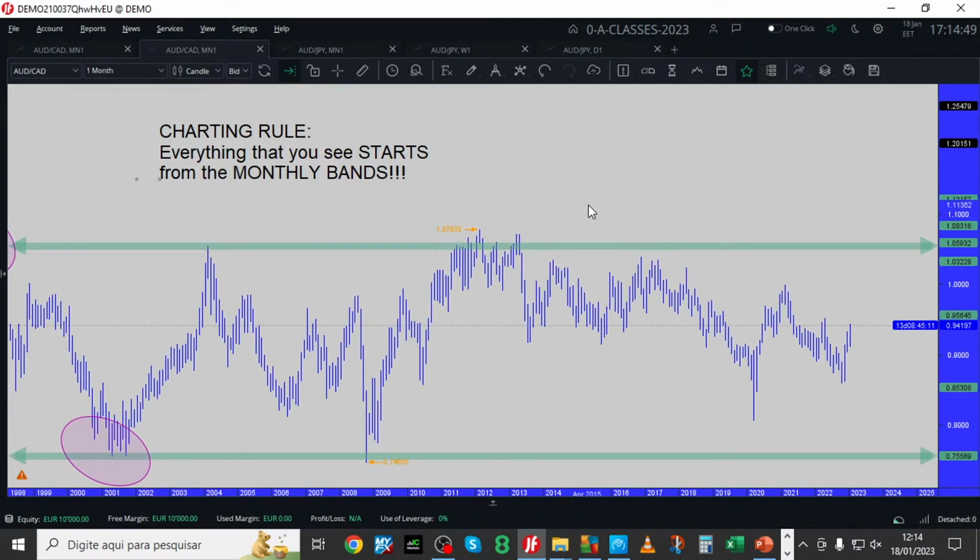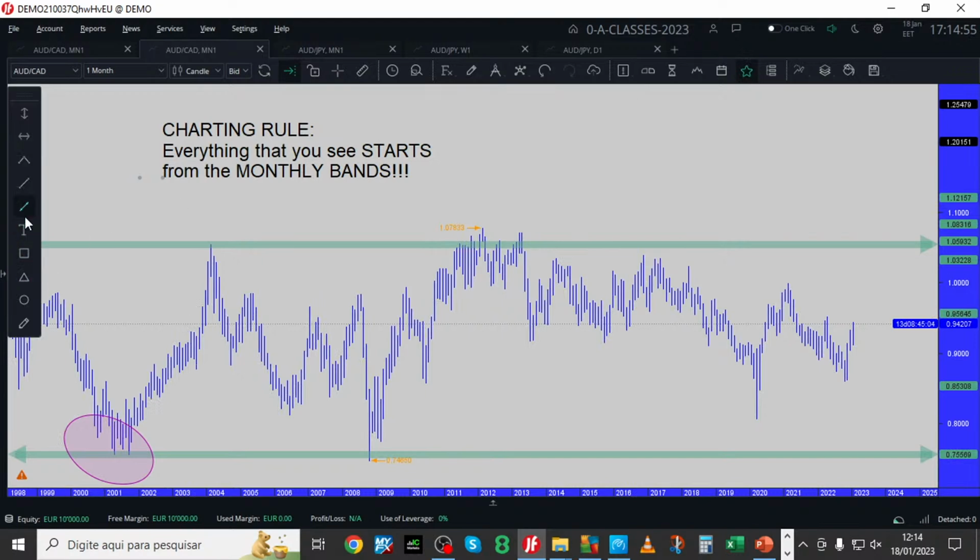Everybody, all the arrows were wrong. You are not going to understand if you are in an uptrend or a downtrend. Everything that you see in here is in relationship with what started up in here.